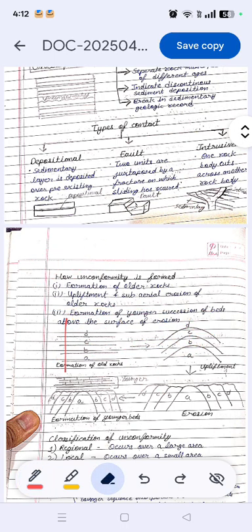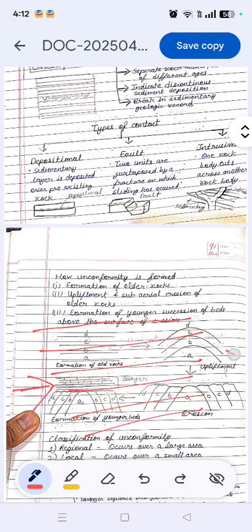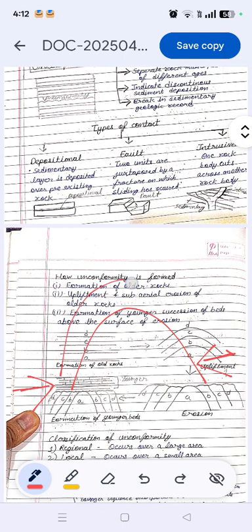Now we'll move towards how an unconformity is formed. First will be the formation of the older rocks, then upliftment and subaerial erosion of the older rocks, and formation of the younger succession of beds above, under water. Normally these layers are deposited like this. First, deformation of older rocks due to tectonic activity, compressional forces. This will be like this, formation of a fold.